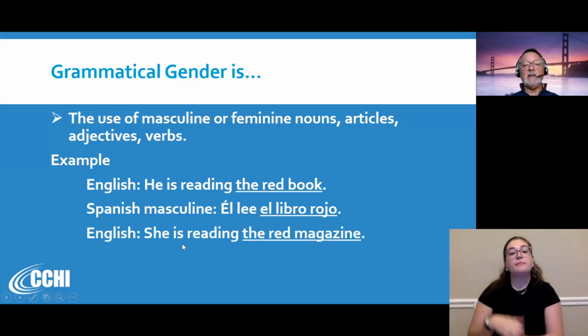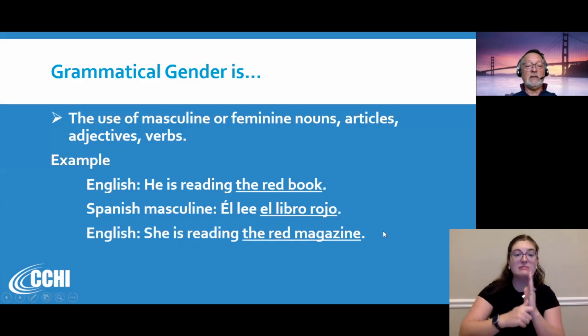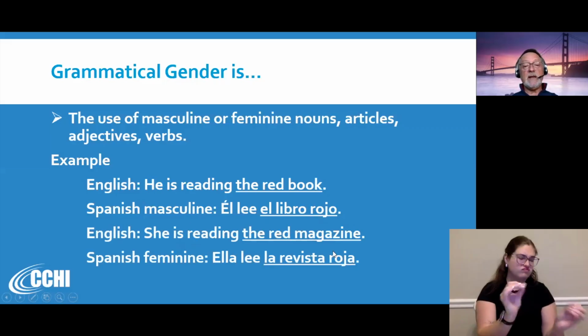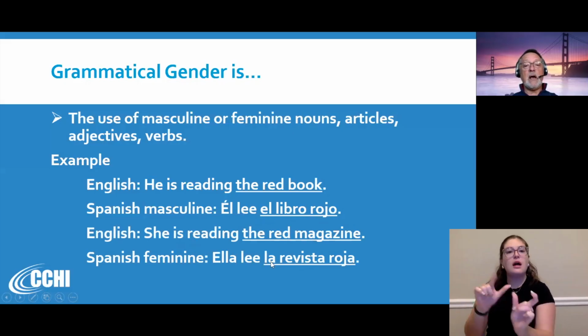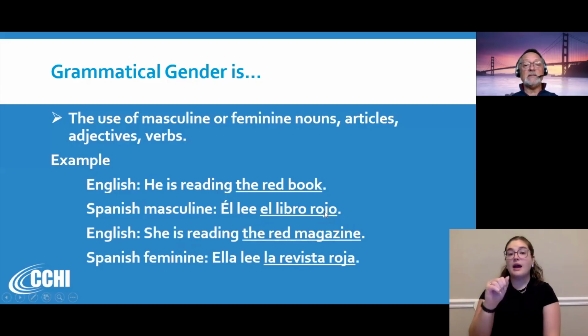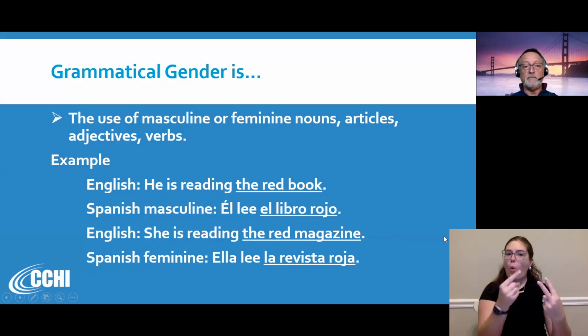And then in English, she is reading the red magazine. Magazine doesn't have a gender in English, but in Spanish, magazine is feminine. So now the article instead of el for libro becomes la for revista. And the adjective red instead of rojo for masculine becomes roja for feminine. So that's our Spanish lesson for today. And of course, in English, the he and the she are the only gendered part of these sentences.